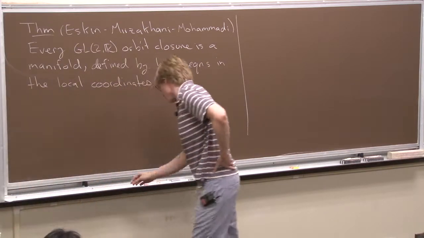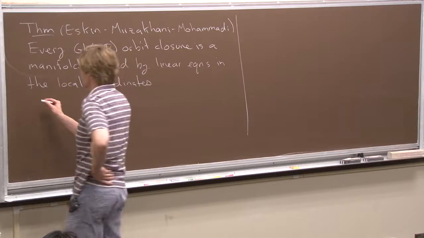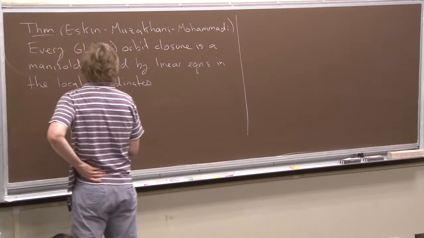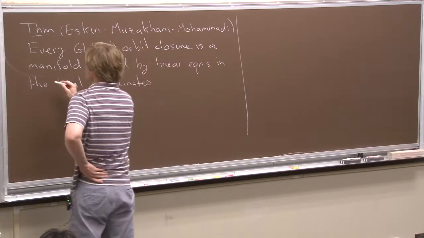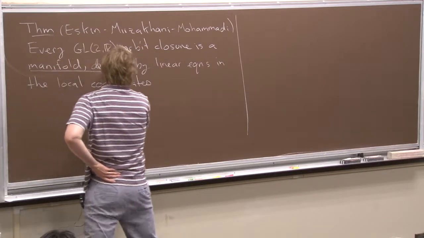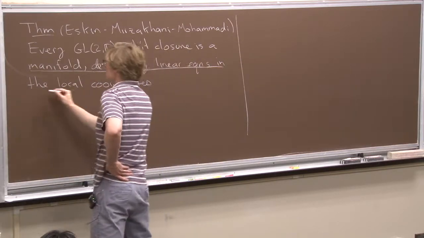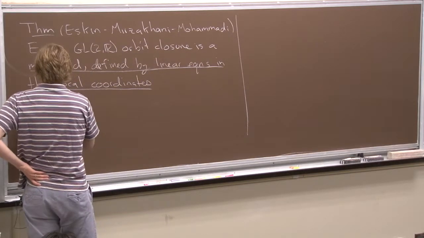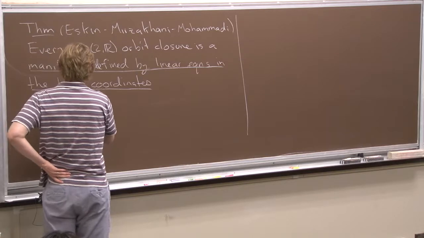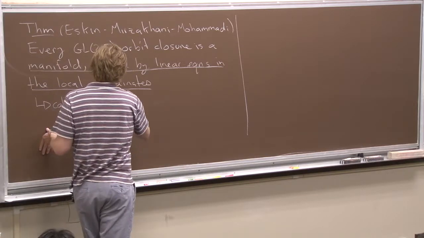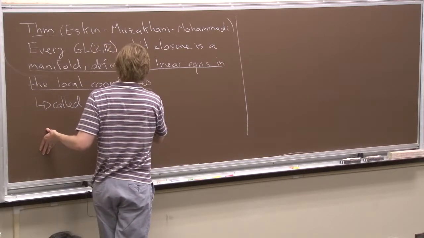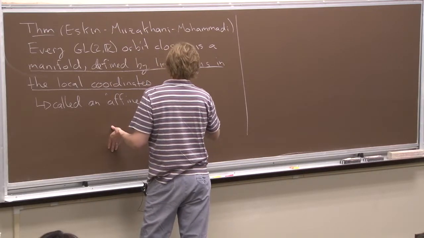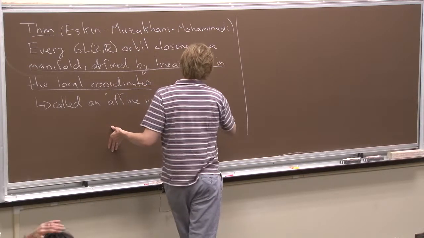So just before I give an example, I'll say two things. First of all, this object, a manifold defined by linear equations in the local coordinates, is often called an affine invariant submanifold.